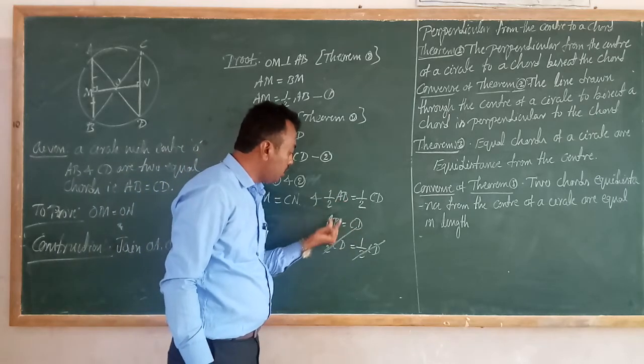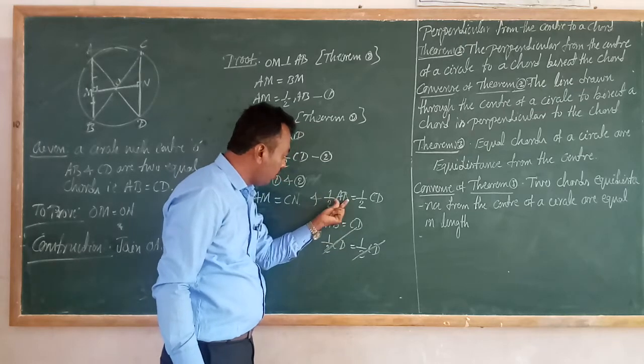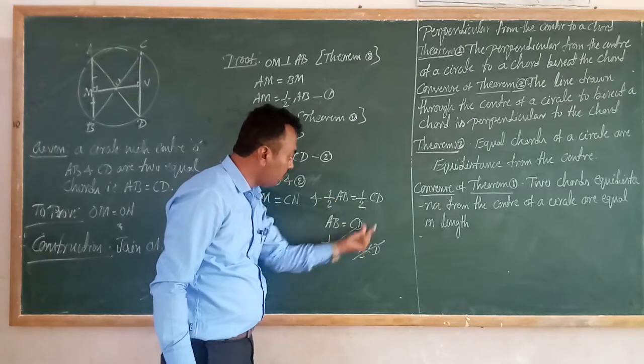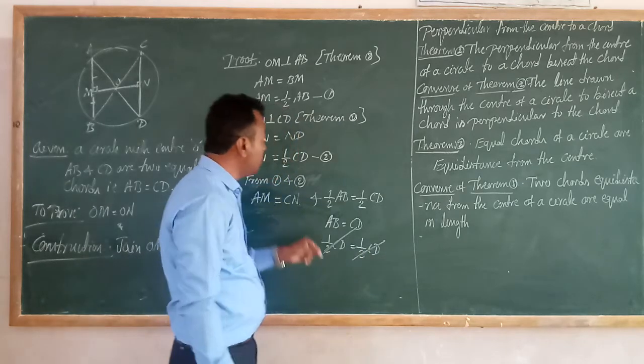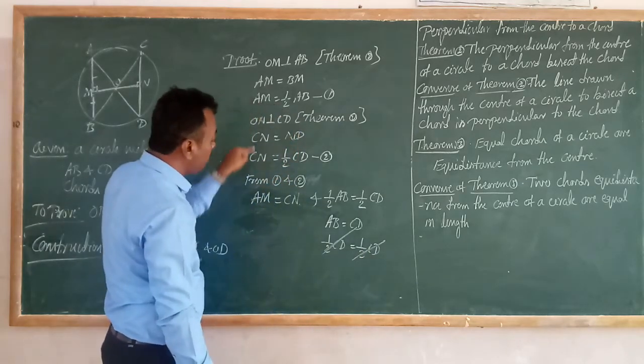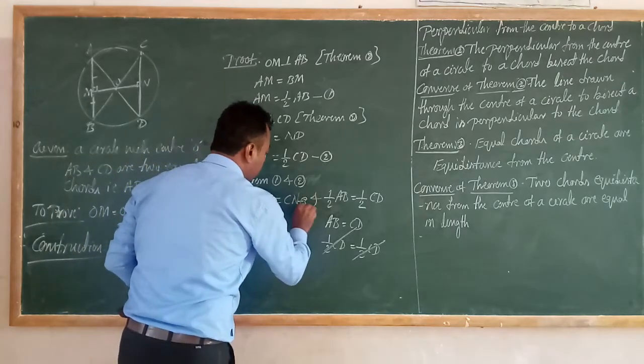AB is equal to CD, so in place of AB I am putting CD. Half into AB instead of CD is equal to half into CD. Half of the CD gets cancelled. That means RHS are equal, automatically LHS is also equal. That's why AM is equal to CN. This is equation number 3.